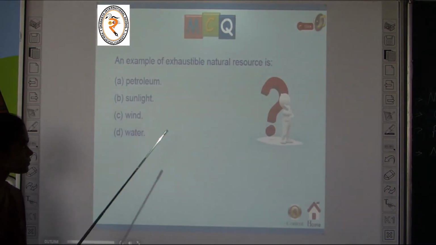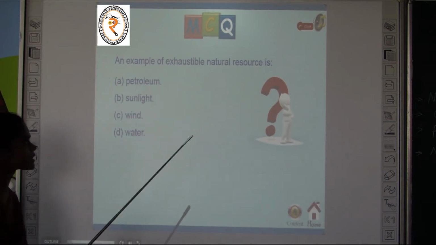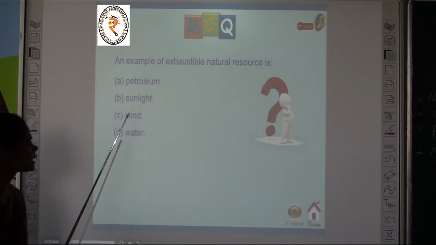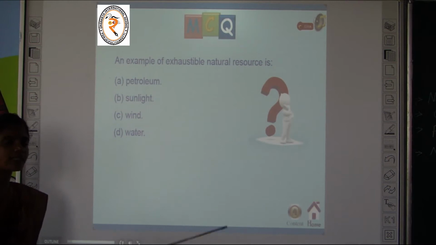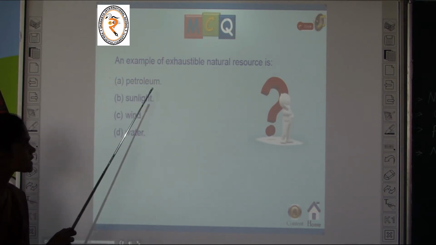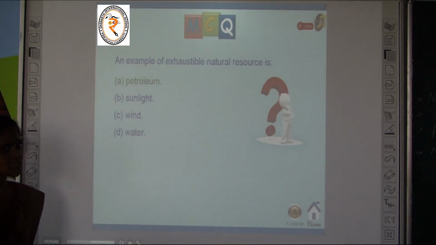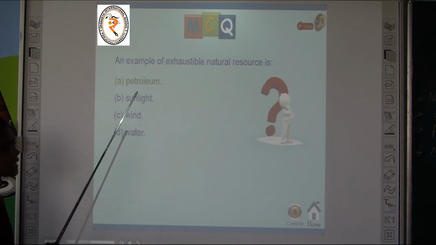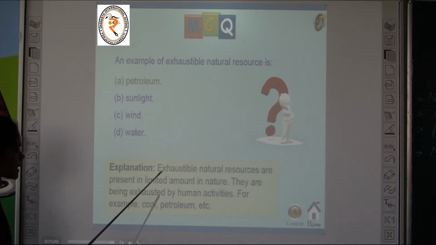And the next one, it is a question for you children. Which is an example of exhaustible natural resources: petroleum, sunlight, wind or water? Exhaustible natural resources are also known as non-renewable natural resources. What is the answer? It is petroleum. Why? Because sunlight, wind and water are inexhaustible or renewable resources. So the exhaustible natural resource is petroleum.